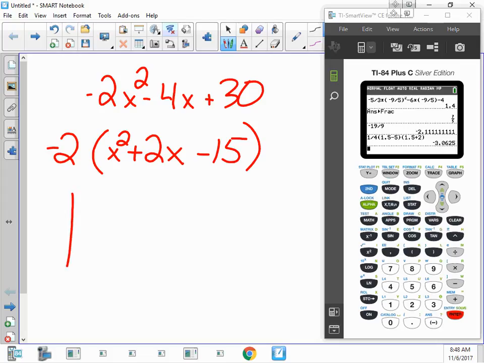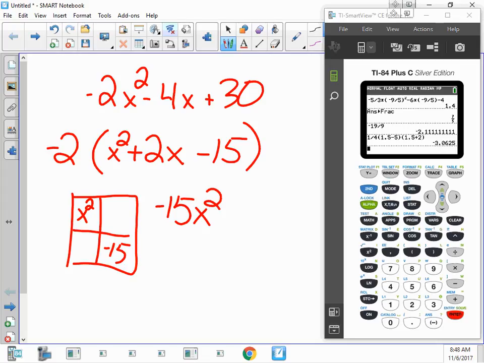Okay, I put this information in the box, x squared and negative 15. Multiply those together, negative 15x squared. And then I look at the factors of negative 15 and I try to come up with a positive 2. 1 and 15, does that work? 2 doesn't go into 15. 3 and 5, does that work? Yes, as long as the 5 gets the positive. Plus 5x and minus 3x.